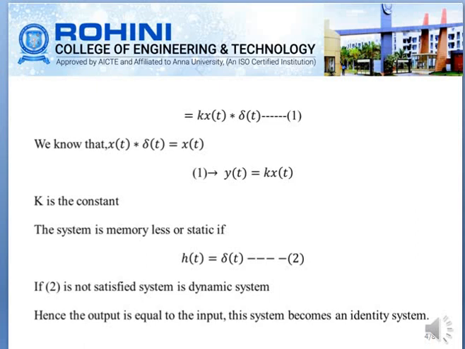Here x(t) convolved with delta(t) is equal to x(t). So y(t) = k x(t), where k is a constant. The system is memoryless or static if h(t) = delta(t). Otherwise, equation 2 is not satisfied if the system is a dynamic system. Hence, the output is equal to the input, and this system becomes an identity system.